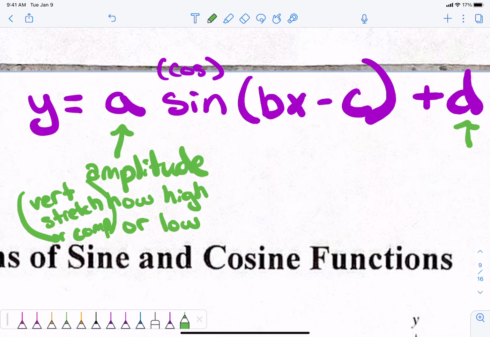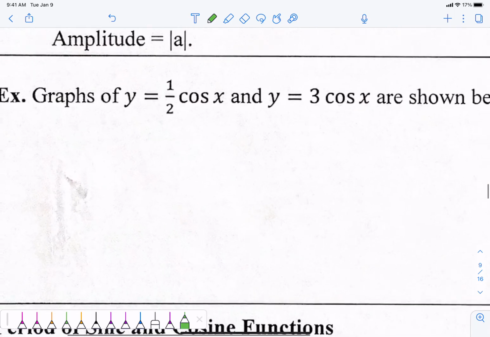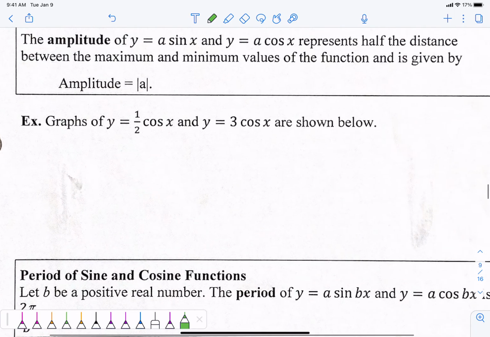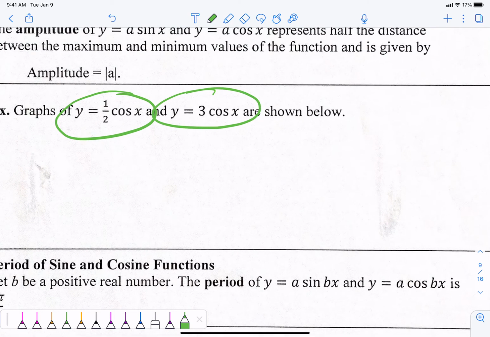The amplitude is how high or low, and you don't have to do anything to that number. It's just how high or low it goes. Let's see if we have an example down below here. Example: graph y equals 1/2 cosine and y equals 3 cosine. We're going to graph them below, so let's get a graph going here.